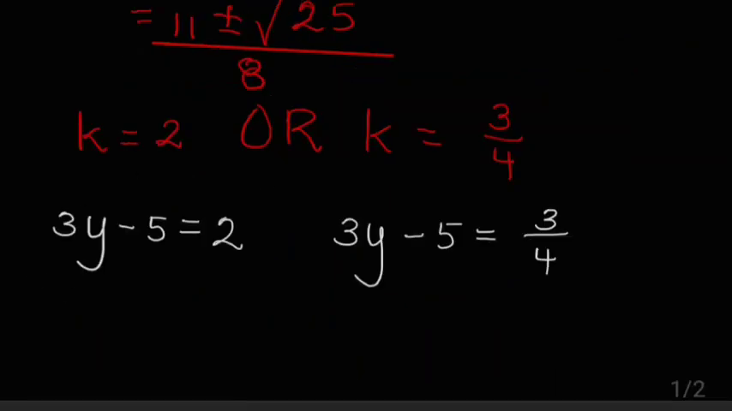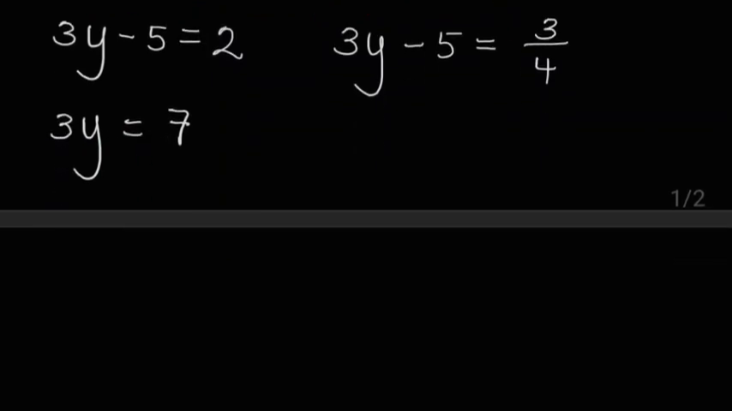So in the first equation, we can solve for y by taking the minus 5 over to the right. When it goes over, it's going to add on. We have 2 plus 5, which gives us 7. To get y alone, you're going to divide both sides by the coefficient. So dividing the left-hand side by 3 as well as the right-hand side, we end up with y is equal to 7 over 3 as our answer.